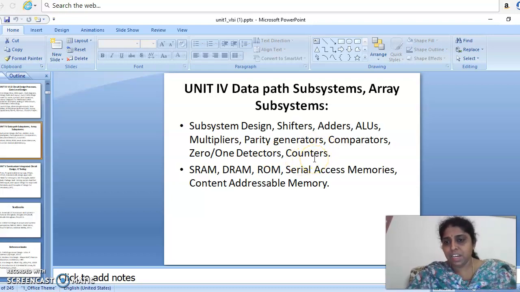Then counters. We know ripple counter, we know Johnson counter, different types of counters. Counters can be built by flip-flop combinations. Then these are the combinational cells. Next, sequential like SRAM, DRAM, and the comparison, which one is better, which one is used as cache memory, which one is used as main memory, and ROM, serial access memories, content addressable memory, CAM cell. All these we are going to discuss under the data path subsystems, array subsystems. These all form the main system. Main system is nothing but this integration.